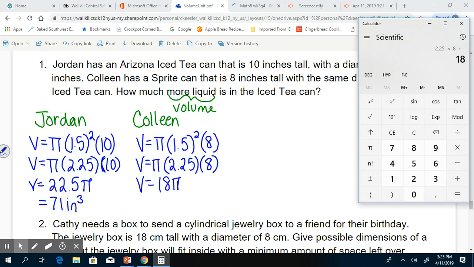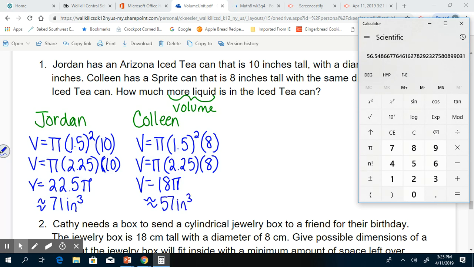And again, rounding to the nearest whole number, it's approximately, and you know what, we could even use the approximately symbol instead of an equal sign. Squiggle lines mean approximately. So 18 times pi is about 56.5, so we're going to round that to 57 inches cubed.